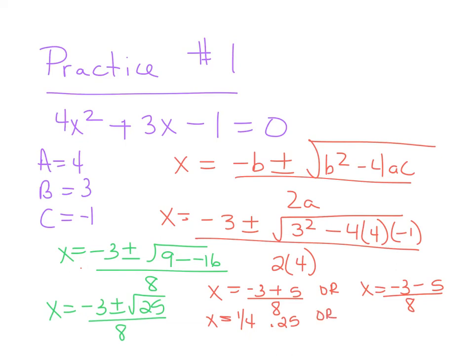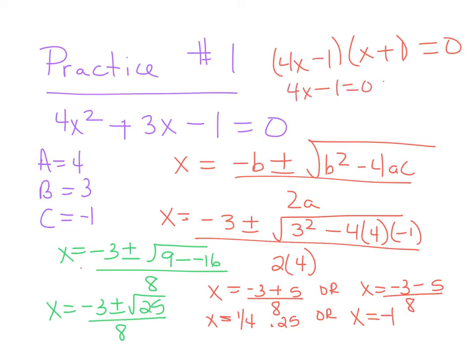Or x equals -3 minus 5 is -8 divided by 8. X is -1. Okay, so just so you know, would this problem have factored? Yes, it would have. So I'll just show you really quickly. It would have factored into 4x and x, and into +1 and -1. So it would have been 4x minus 1 equals 0, or x plus 1 equals 0. So 4x equals 1, so x is 1/4, or x is -1.